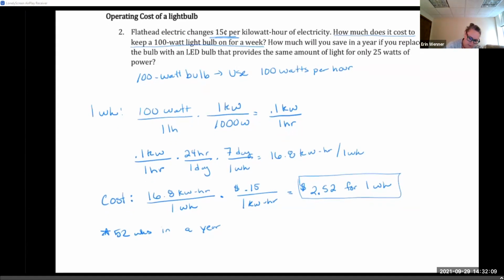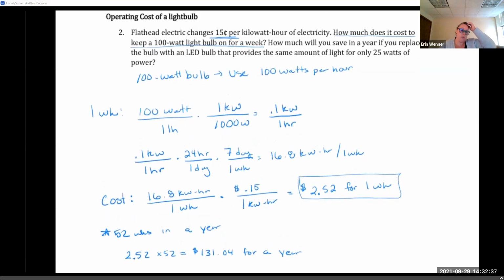So if I take 2.52 and I times it by 52, we know that it's going to cost us $131 for the year. Okay. But if I switch to the lower watt bulb, it's going to be 1/4 of the power.